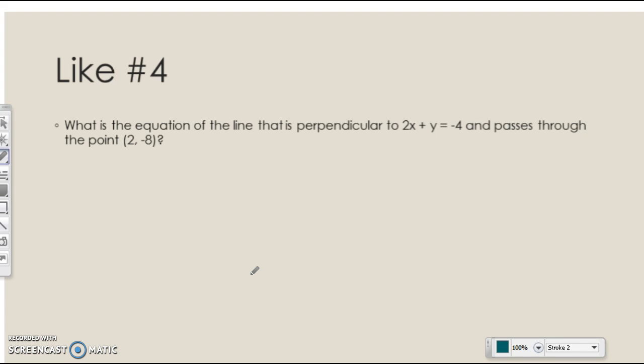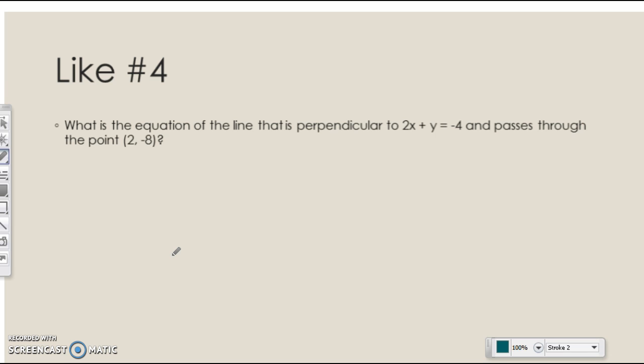It says, what is the equation of the line that is perpendicular to 2x plus y equals -4 and passes through the point (2, -8)? So we have the equation of a line. We want to find the equation of a line that's perpendicular to it and passes through that particular point.